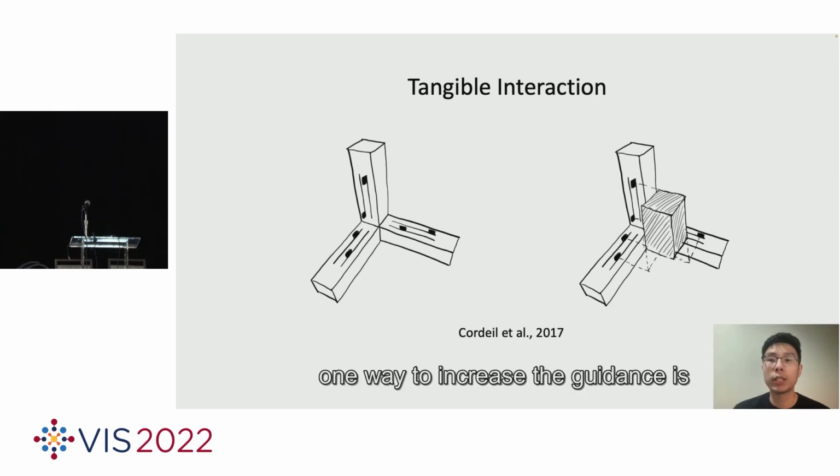One way to increase the guidance is tangible feedback. Much work has explored that using tangible feedback can leverage natural human interaction with everyday 3D objects to facilitate interacting with digital content, like using parallel sliders on each orthogonal axis for a volumetric range selector, and the tangible feedback in this case allows a more precise interaction.